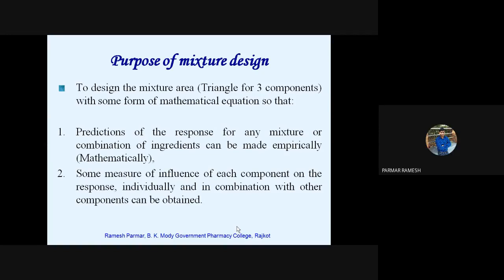So we are having n minus 1 dimensions. The prediction of the response for any mixture or combination of the ingredients can be made empirically, that is mathematically. We can derive the equation as we were deriving for the normal designs. And some measures of influence of each component on the response individually and in combination with other components can be obtained. That is, we can get the coefficients for individual factors, that is x1, x2, x3, as well as the coefficients of the combinations, that is x1 x2, x1 x3, x2 x3, etc.